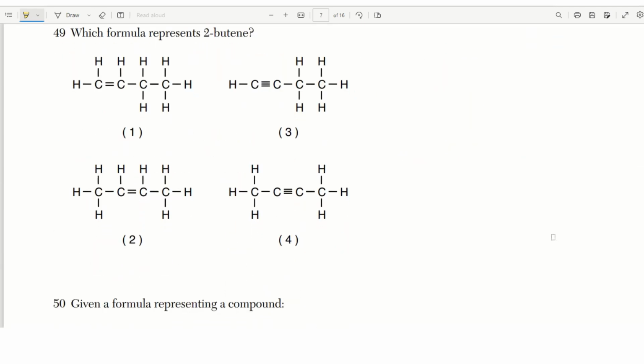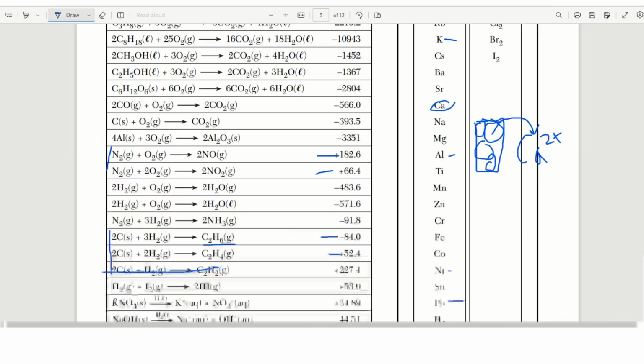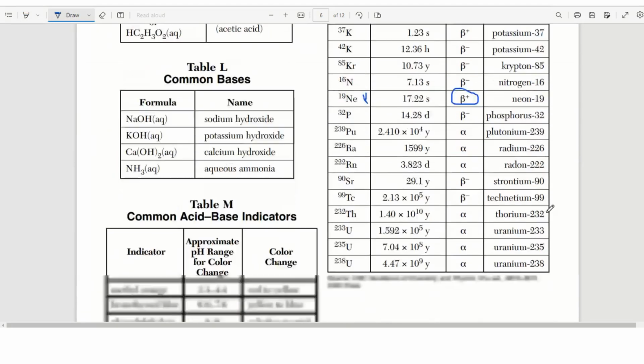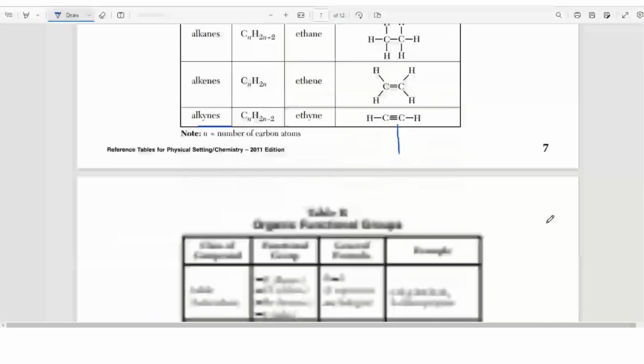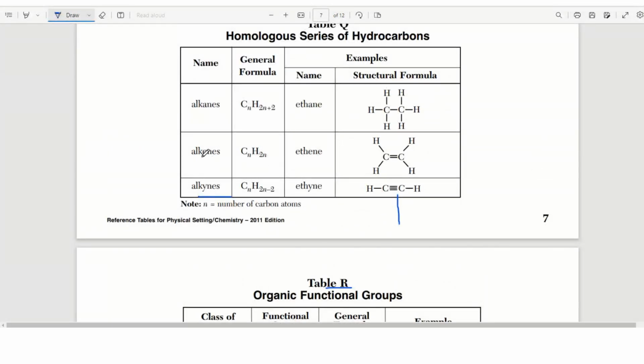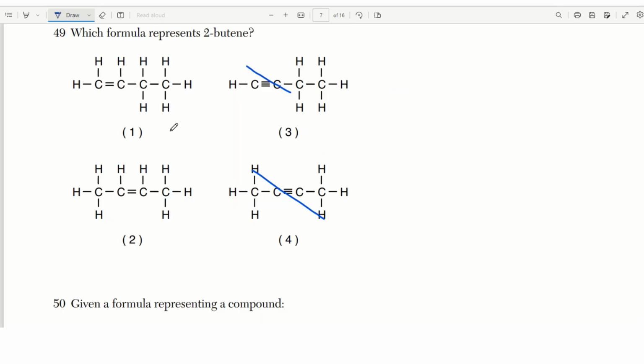Which formula represents 2-butene? Well, first of all, I need a double bond. So how do I know I need a double bond? Well, you could use the reference table if you don't remember it. But here we go. You can see alkenes need double bonds. I don't have to worry about the 4, because butane is 4 and all of these options had 4 C's.